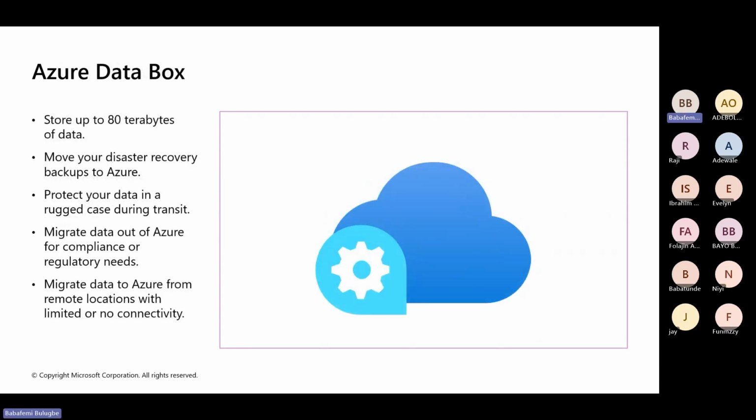Then we have the Data Box. The Data Box is majorly for moving your disaster recovery backup to Azure. Back in the days, for us not to lose our files and folders, we would do a backup of them, and we can actually back up to maybe a different server. So that's your backup. We want to move them also to the cloud. So we use what we call the Azure Data Box for this purpose.